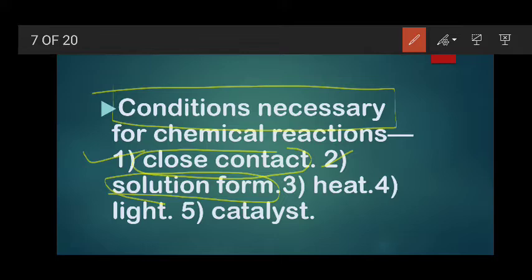Okay, next is heat. Some reactants need to be heated to undergo a chemical change. I'll discuss later that there are some chemical reactions that occur because of the presence of heat. Clear? Next is light, and the best example of a chemical reaction in which light is important is photosynthesis. Some reactions take place in the presence of water and light.